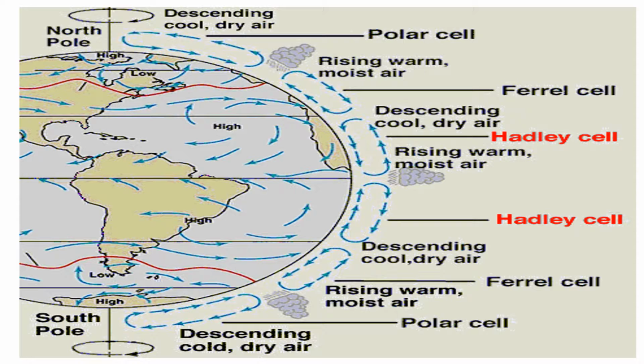The smallest and the weakest cells are the polar cells, which extend from 60 to 70 degrees north and south to the poles. Air in these cells sinks over the highest latitudes and flows out towards the lower latitudes at the surface.